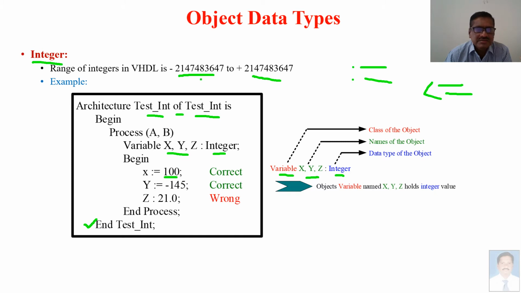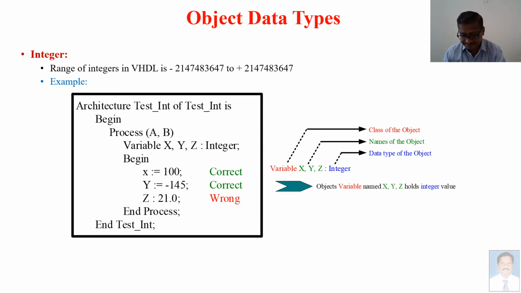This 100 belongs in this range or in this category, that's why it is correct. This y is minus 145, it belongs in this particular range, that's why it is also correct. But for z, the assignment operator is missing, and also it is 21.0, which is not in this particular range, it is a real value. So this is the wrong statement in VHDL. Here I want to say how the integer data type can be used in a VHDL program.